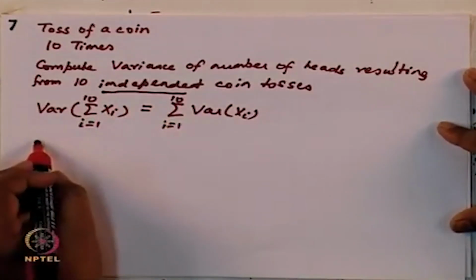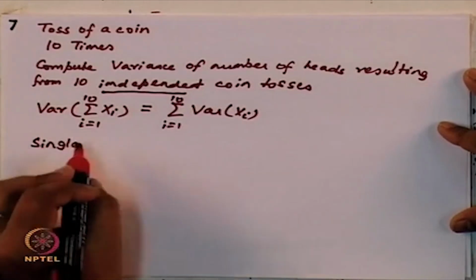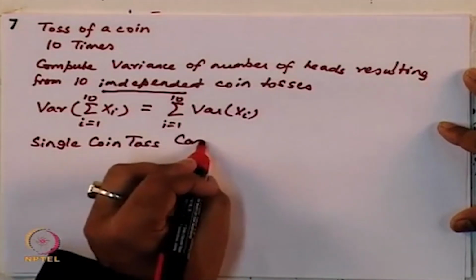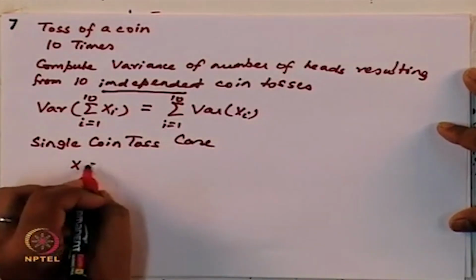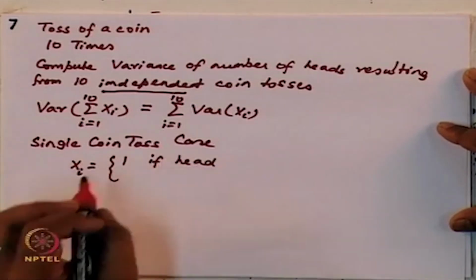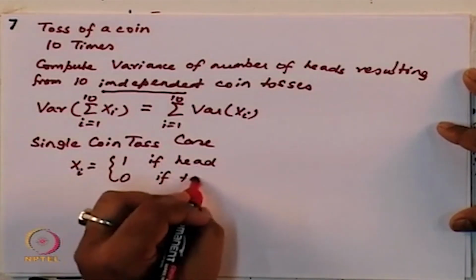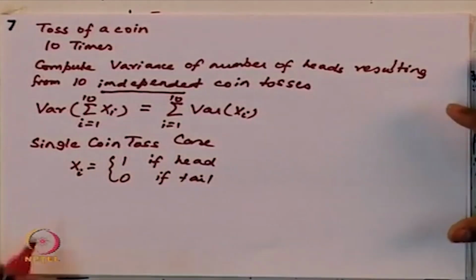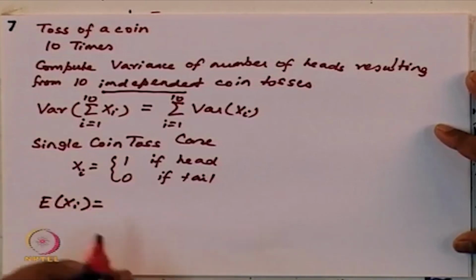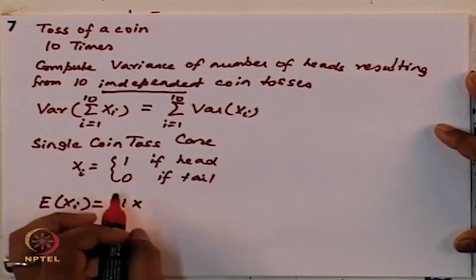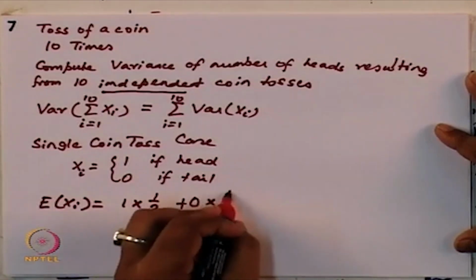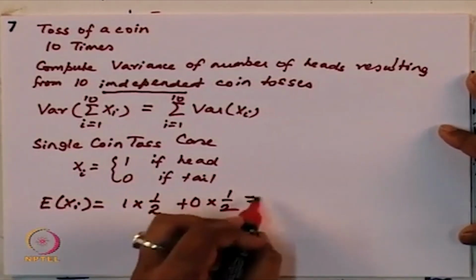Now, let us take a single coin toss. Okay. I can write xi is 1 if head, 0 if tail, right. So, in this case my E of xi becomes 1 into probability of 1, which is head, which is half, plus 0 into probability of tail, which is half. So, this is simply half.